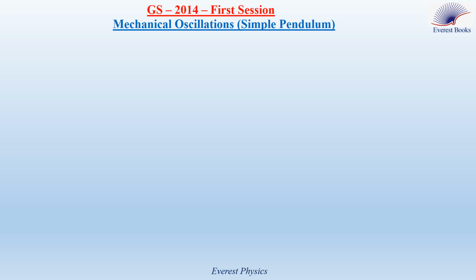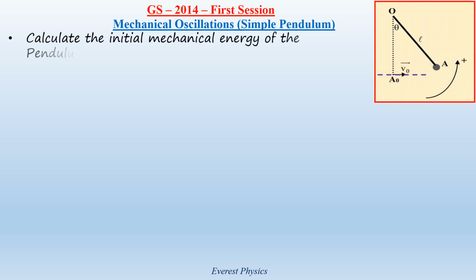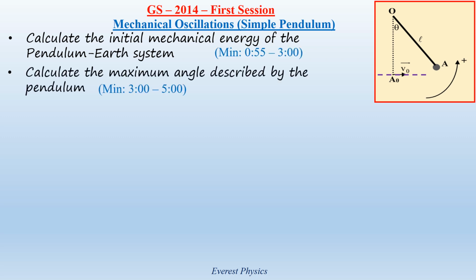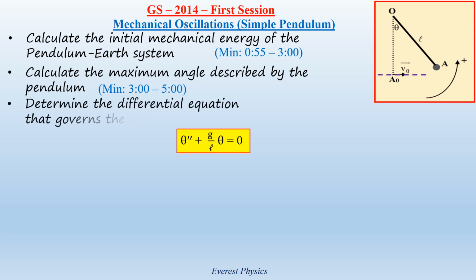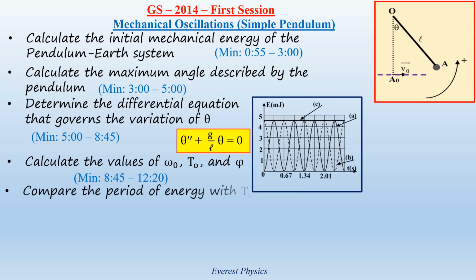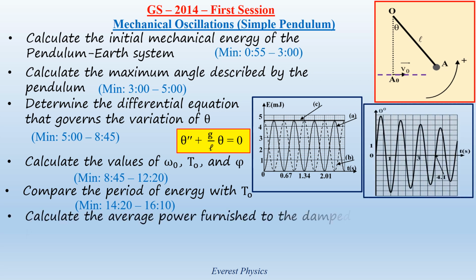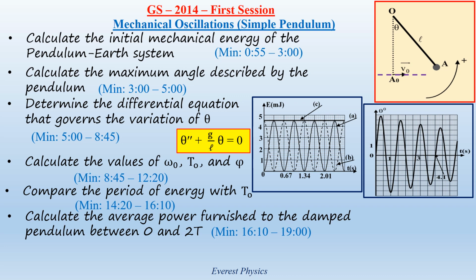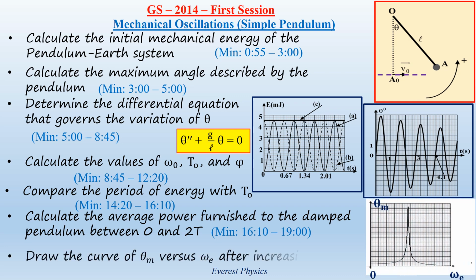In this solved exercise, we are going to calculate the initial mechanical energy of the pendulum-Earth system. Calculate the maximum angle described by the pendulum. Determine the differential equation that governs the variation of the angular abscissa theta. Calculate the values of the natural angular frequency omega 0, the natural period T0, and the initial phase angle phi. Compare the period of energy with the natural period T0 of the oscillation. Calculate the average power furnished to the damped pendulum between time 0 and time 2T. Draw the curves of the amplitude theta m versus the angular frequency omega a of the exciter after increasing the damping.